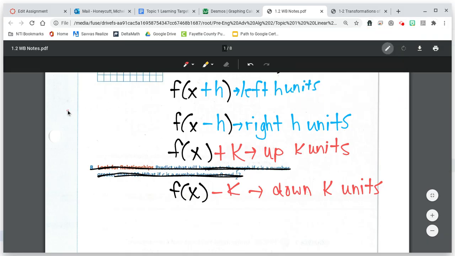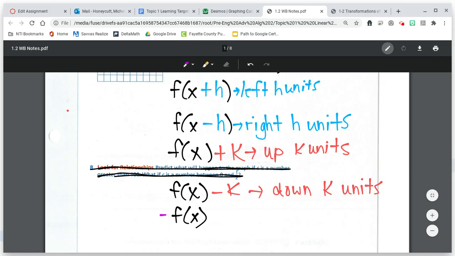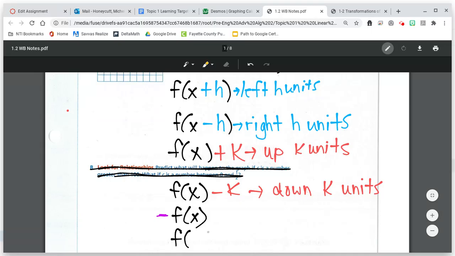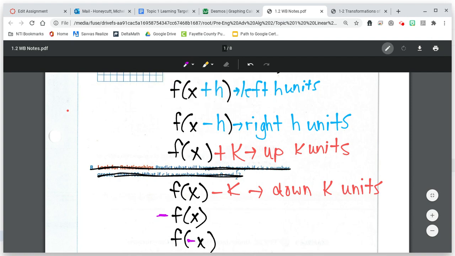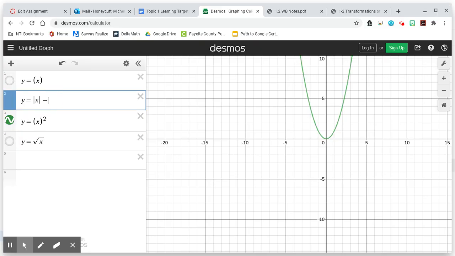Next transformation. What happens if we take our function f of x and I make the entire thing opposite? So I put a negative in front of the entire equation. Also, if I take my function f of x and put a negative only with the x, what's that going to do to the parent function? All right, so let's grab our parent functions here again. Let me go back and make sure I've got only parent functions graphed. Okay, so let's start off with the square root function.